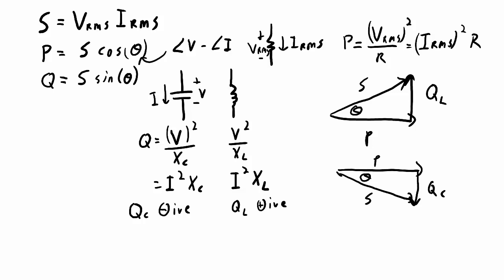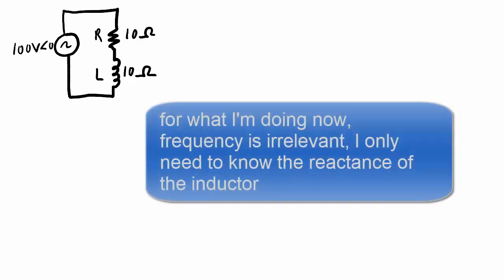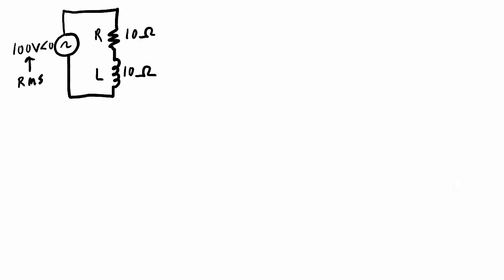All right, let's take all this background theory and apply it to a couple of examples. So I have an example here with a 100-volt source that's applied to a series combination of a 10 ohm resistor and a 10 ohm inductor. Let's make the assumption that that voltage is an RMS voltage. If it was peak, then I would need to convert it to RMS to do all of my power calculations.